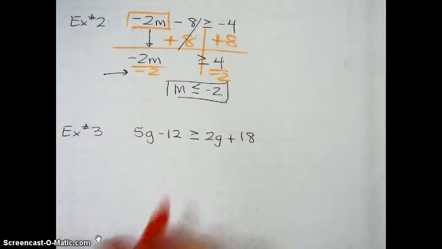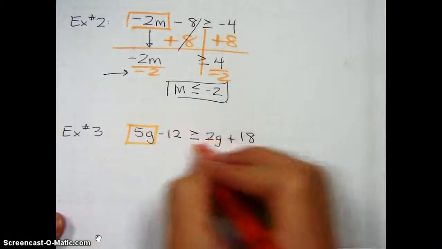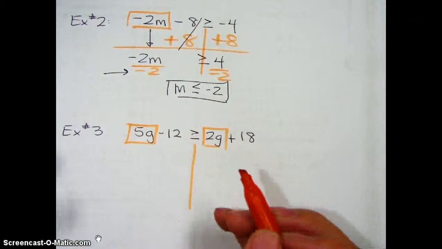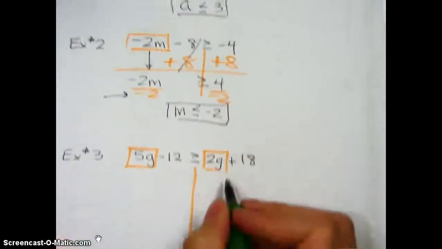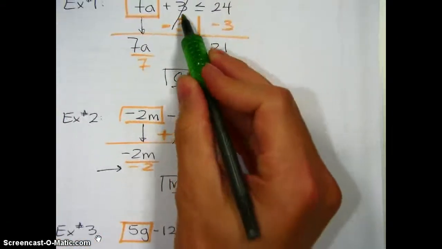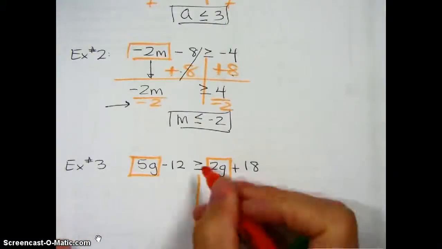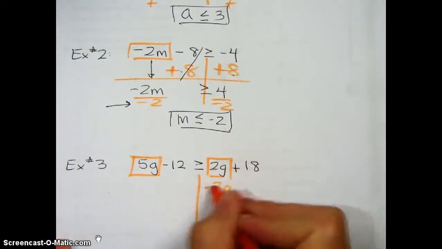Let's take a look at this example now. Now what happens if I have variables on both sides? Well, I don't want variables on both sides. I need to bring one over to the other side. In order to move things from side to side, just like we did before, we add the opposite. So here I'm going to go ahead and decide to subtract 2g because that's adding the opposite.